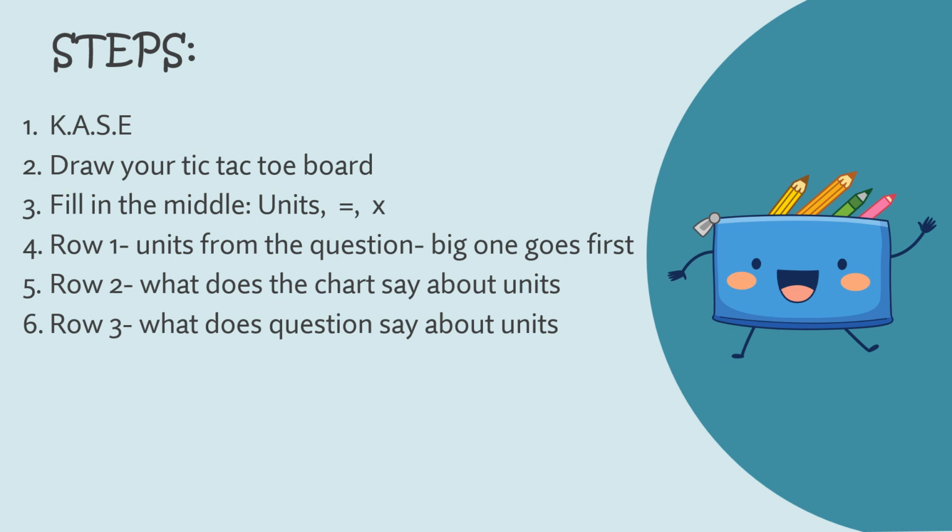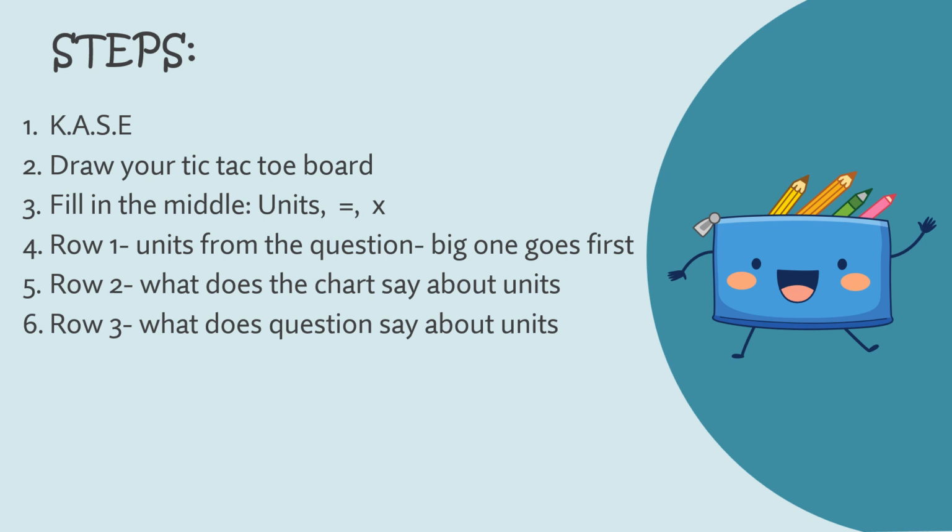Step 2, you're going to draw your tic-tac-toe board. Step 3, fill in the middle units of your tic-tac-toe board, and that's units, equal sign, and multiplication. Step 4, on the first row, you need to put the units that the question is talking about, and you want to put the big one first and the small one last. Step 5, on row 2, you're writing down what your measurement chart says about those units. And step 6, on row 3, you're writing down the equation that you're going to solve.